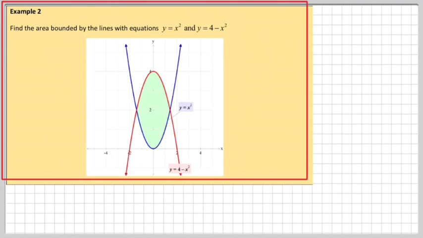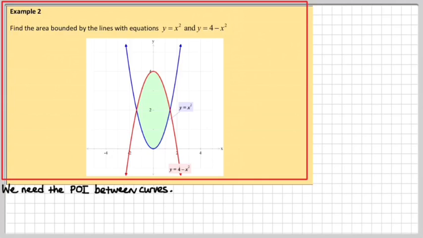Easy, isn't it? Now, example 2. Find the area bounded by the lines with equations y equals x squared, that's the blue curve shown there, and y equals 4 minus x squared, which is the upside down quadratic, which you can see drawn in red. Okay, so we want the green area in between them, and we need it as an area. Okay, we're going to make sure it comes out positive when we integrate.